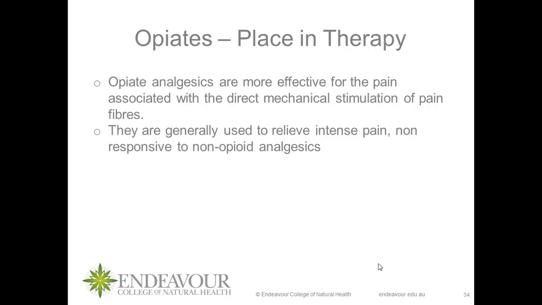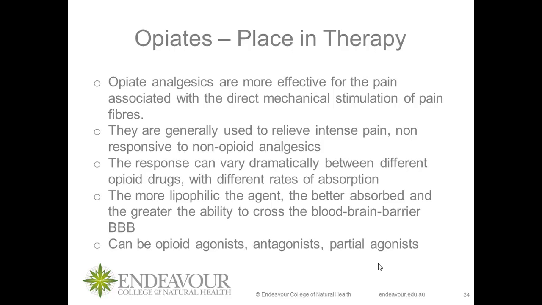And if you've already tried the stepwise approach and put the person on a non-opioid analgesic, perhaps a non-steroidal anti-inflammatory or paracetamol, and the pain was not responsive, then you would try opiates, something that was extracted from the opium poppy, such as morphine.